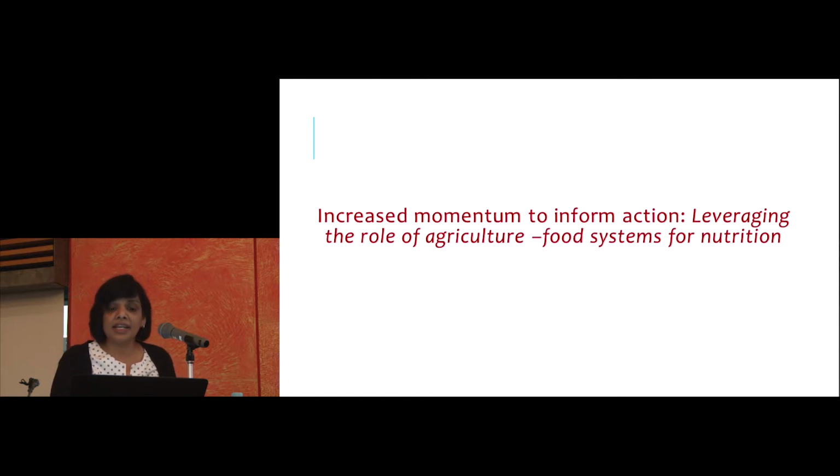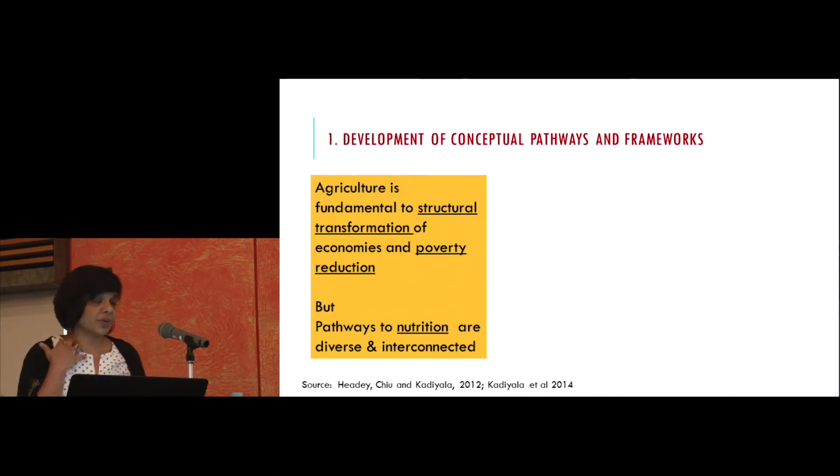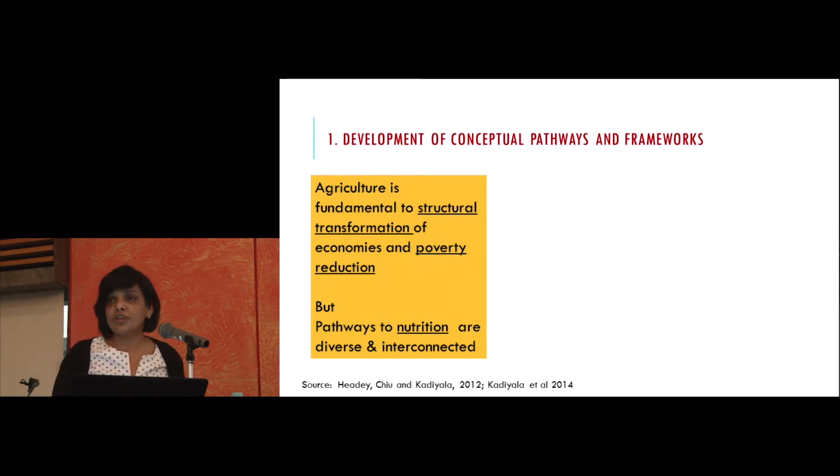So there has been an increased momentum to leverage and inform action of the agriculture food systems for nutrition. And three things have happened, I would say, since 2010. By no means is this a new field, but there are new concerns. Having said that, I'm not going to go into the history of this entire field, but I'm going to talk about since the food price and financial crisis in the late 2000s, and the research that it has catalyzed since, I would say, 2010 onwards.